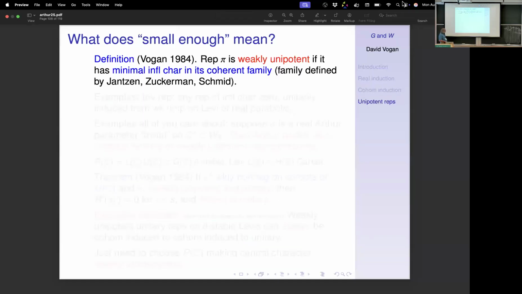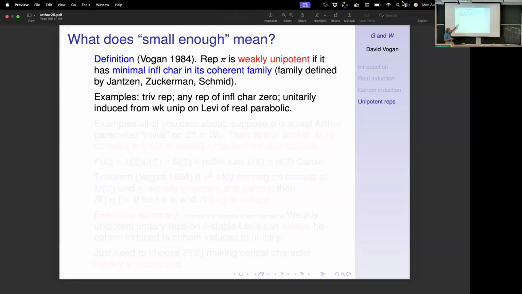So this was just an aside. So what about small enough? In this convergence of intertwining operators, you get extra good behavior if the representation you're inducing from is tempered. What about cohomological induction? What makes that better behaved? I defined weakly unipotent to mean that if you start with a representation pi and you make a coherent family out of it, then nothing in the coherent family can have smaller infinitesimal character.